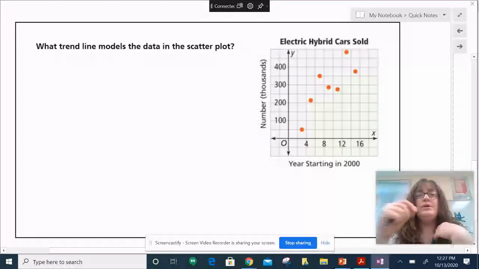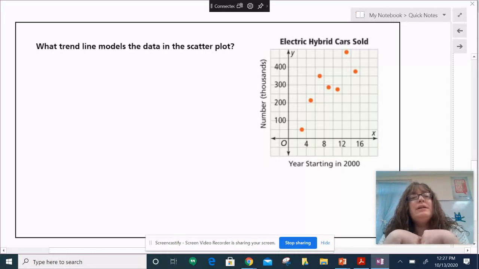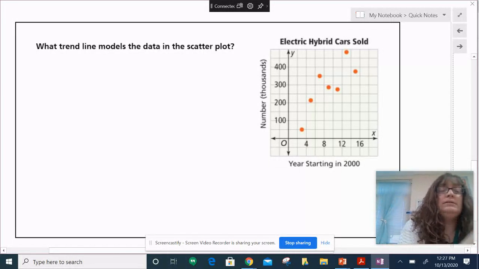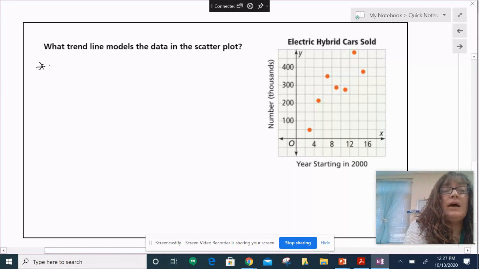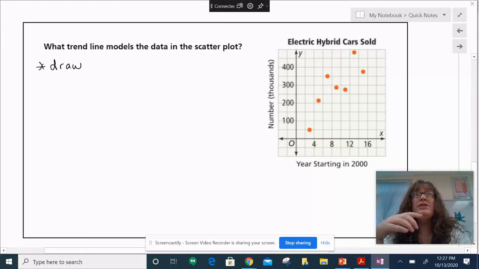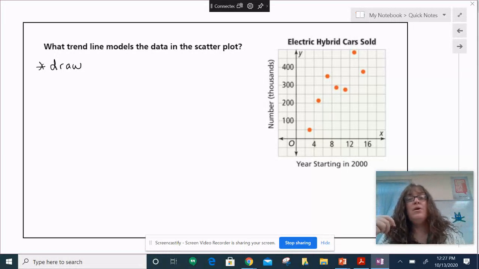So here we go, drawing our line. What trend line models the data in this scatter plot? Guys, the more precise we can be, the better we're going to be in looking at our information. So here are our key points. Key point number one, when we're talking about trend lines, is we need to draw it. Just like I said before, we want to draw it as accurately as possible. So that means a straight edge. It doesn't have to be a ruler. It could be the edge of your book or the edge of a piece of paper. Or if you have your ID badge handy, that works as well.